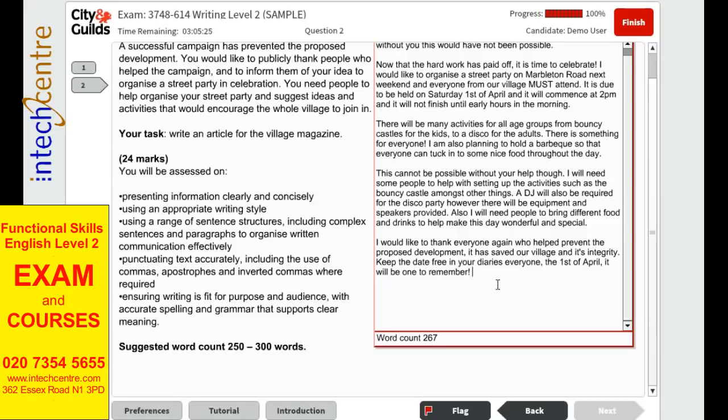Okay, so I've sort of rounded up here. I've again reiterated the fact to thank everyone who helped prevent the proposed development. So I would like to thank everyone again who helped to prevent the proposed development. It has saved our village and its integrity. And again, I told everyone they should attend, because it will be sort of persuading everyone, it's going to be one to remember. So keep the date free in your diaries, everyone. The 1st of April, it will be one to remember.